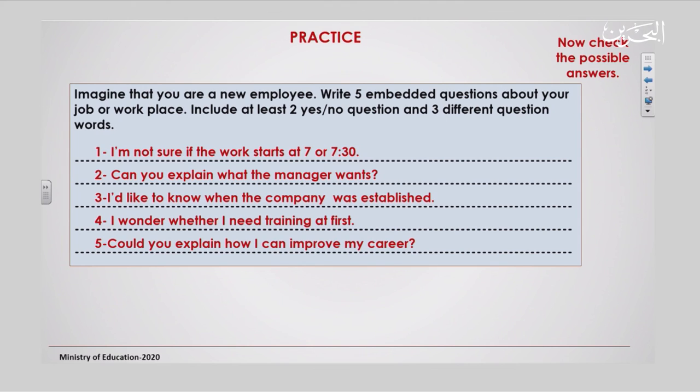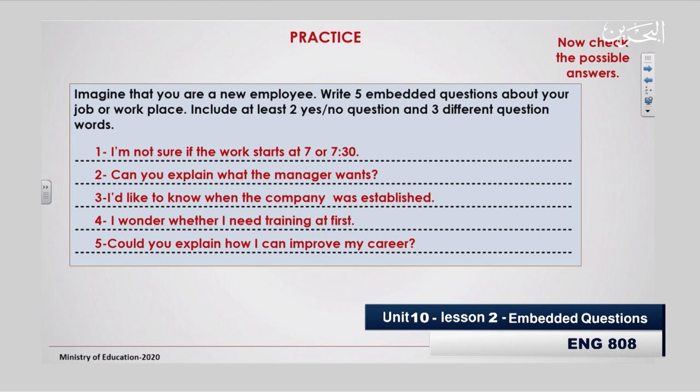All right. Let's look at some possible answers. A possible embedded question is, I'm not sure if the work starts at 7 or 7:30. As a new employee, you can ask this type of question. Number two, can you explain what the manager wants? Number three, I'd like to know when the company was established. Number four, I wonder whether I need training at first. And the last possible question is, could you explain how I can improve my career? It's okay if you have another embedded question, just make sure that your answer has the clause or phrase that you use before writing an embedded question.